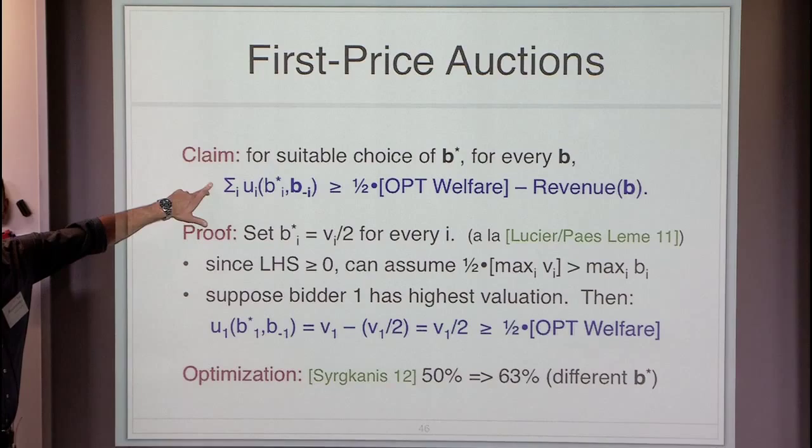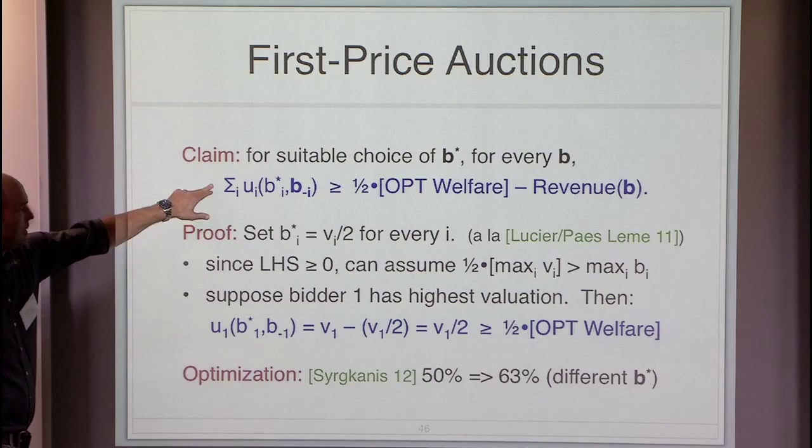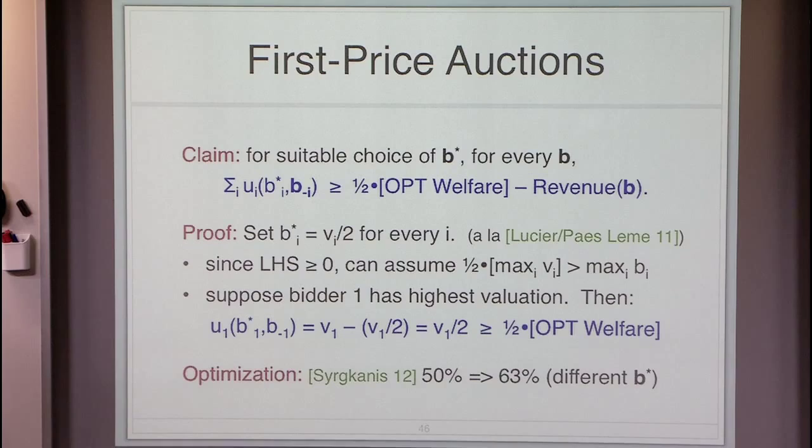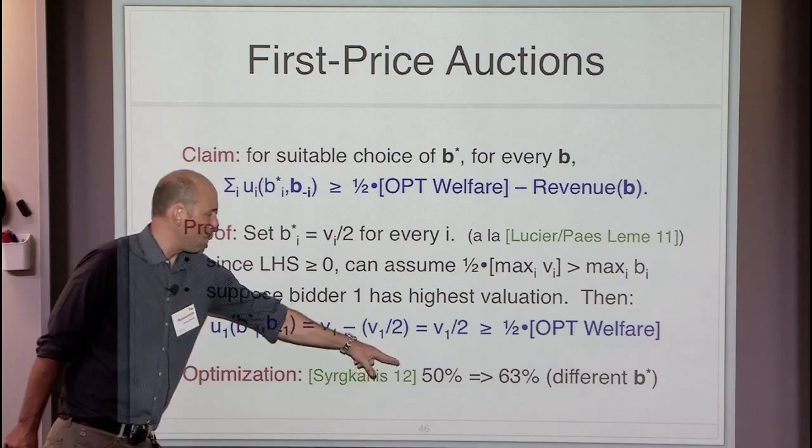And this is the whole proof. Again, I'll go through it tomorrow, but it's short, you can see. You can prove via this argument that first price auctions satisfy the smoothness condition with lambda equal to half. In fact, if you use a smarter choice of B star, you can even improve the 1/2 to 63%. This is the same 63% I mentioned in the representative result.